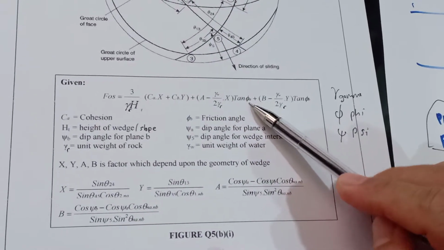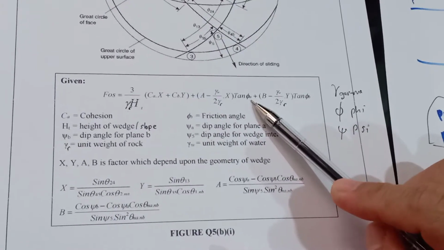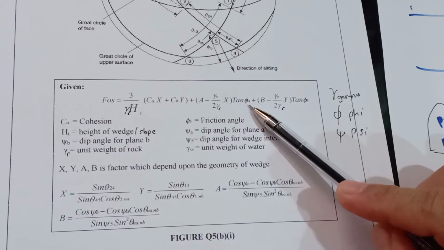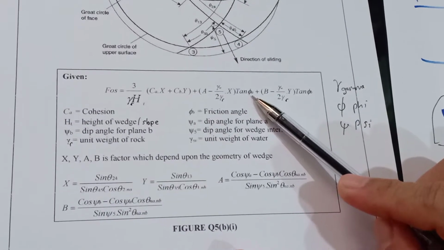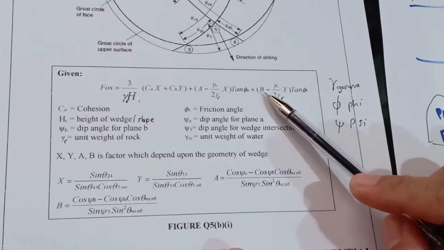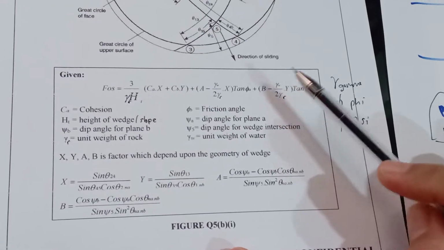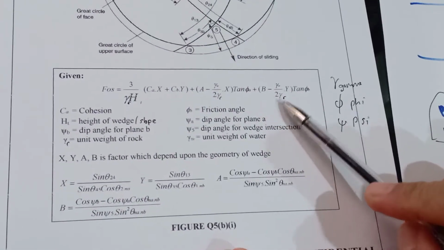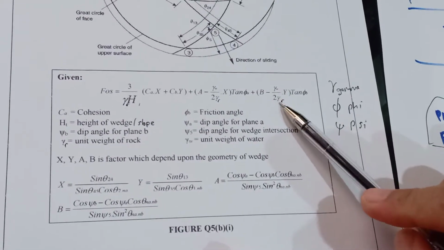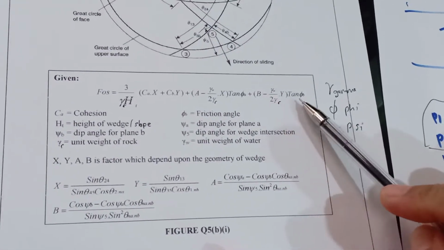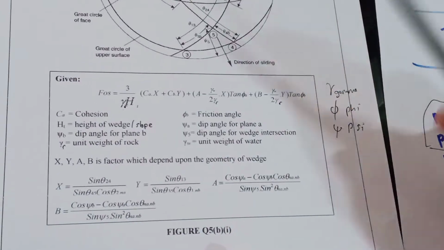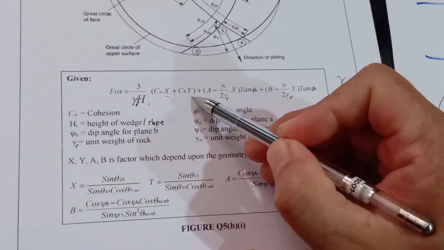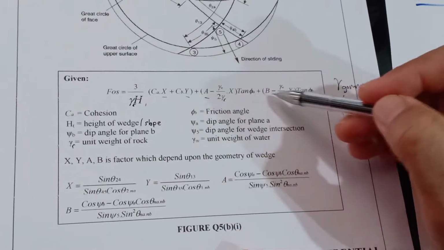Then phi for A is 30 degrees. All this quantity, the friction angle, is 30 degrees. And B you have to calculate. Gamma rock is given, gamma water is given, and the rest is also given. So what you need to calculate is X, Y, A, and B.